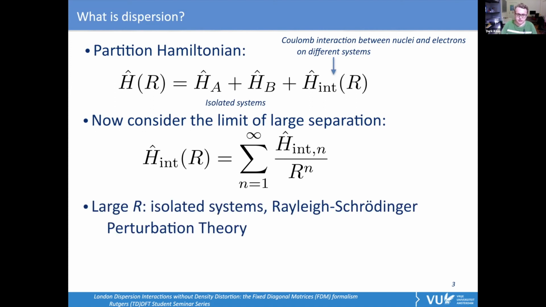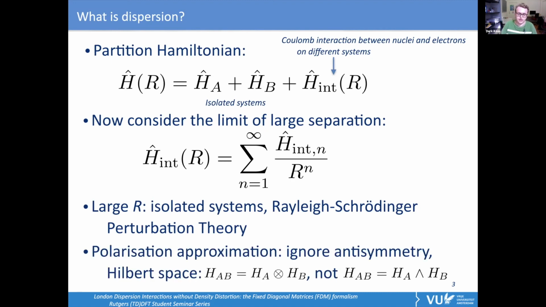The usual course of action in this kind of intermolecular theory is that for large r, you start with the isolated systems, and then you correct this using Rayleigh-Schrödinger perturbation theory. We typically work in the polarization approximation. We ignore antisymmetry. Our Hilbert space is then the tensor product of the Hilbert spaces of systems A and B, and not the properly antisymmetrized wedge product of the 2 systems. There are, of course, theories such as symmetry adapted perturbation theory, where these effects are taken into account, and then you get these exponentially small exchange terms as well, in addition to the polarization terms.